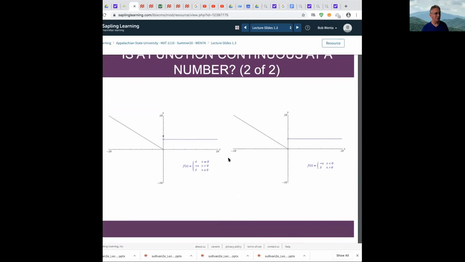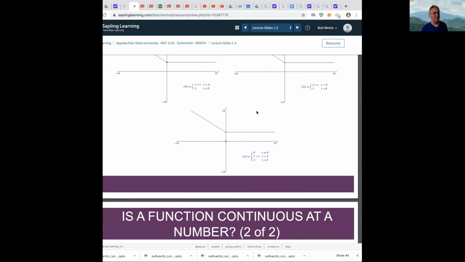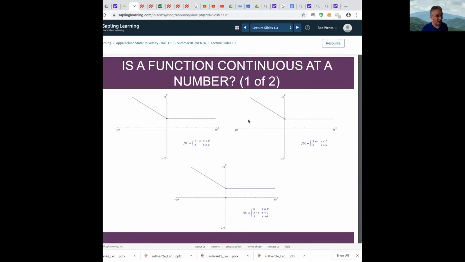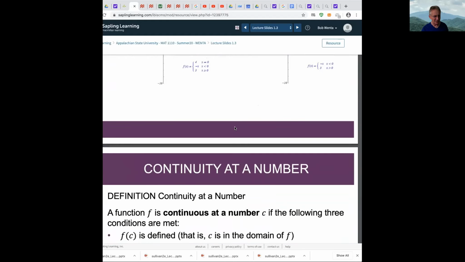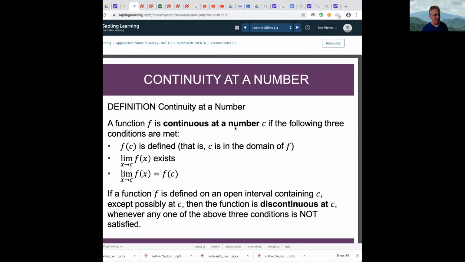Is a function continuous? Here are another two examples of functions. Let's go back to this and say it does turn out that one of these is continuous and the other two are not. We'll talk about why in just a second. These two are not continuous. Let's get to the definitions.